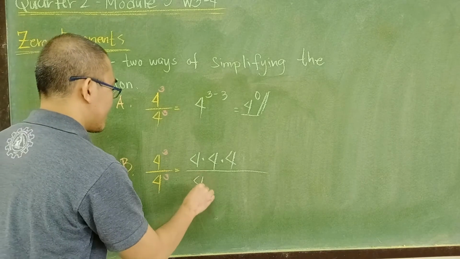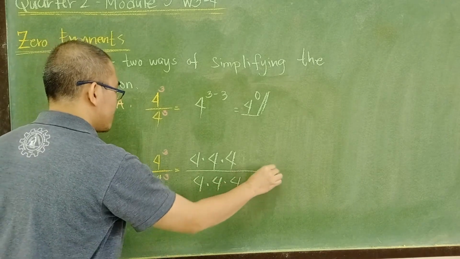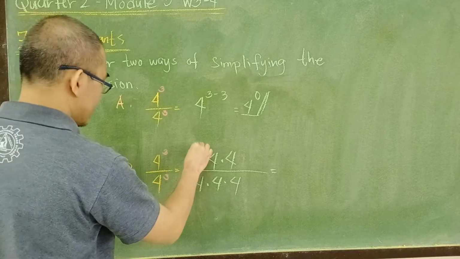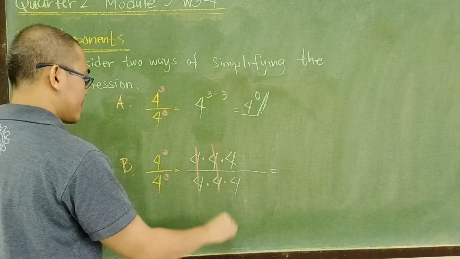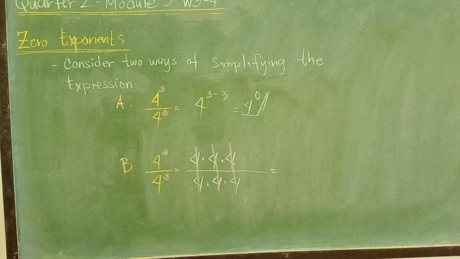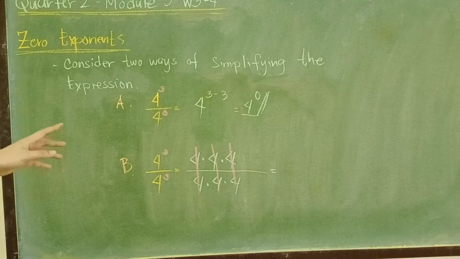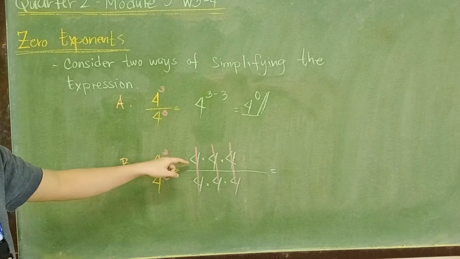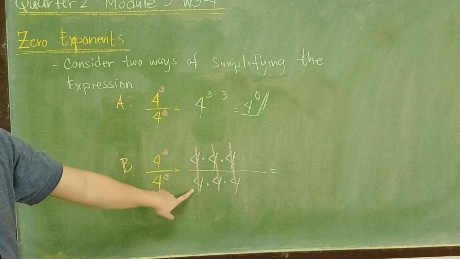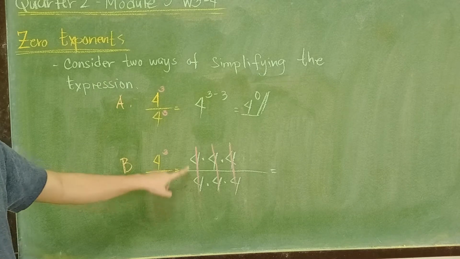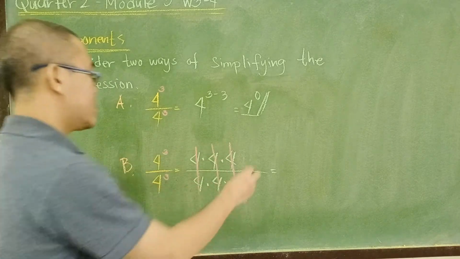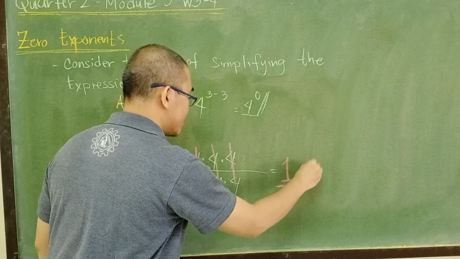So, magiging 4 times 4 times 4. Now, yung pinaka-logical way na gagawin dyan is to cancel out ang magkakamukha. So, pwede mo i-cancel. Again, pag nag-cancel ka, hindi naman ibig sabihin magiging 0. Pag nag-cancel ka, it means na divide mo yung numerator sa denominator na magkamukha, and that is equal to 1. So this is 1 times 1 times 1. So this is equal to 1.